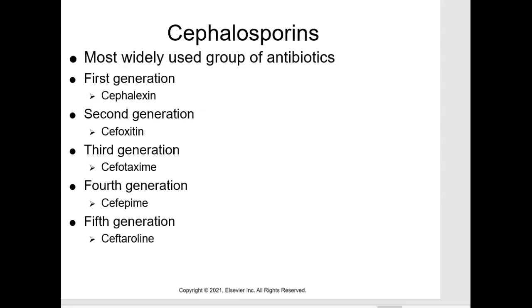Fourth generation is cefepime. That's a drug we see a lot in the hospital. That has the highest gram-negative bacteria activity, highest resistance to beta-lactamases, and really good cerebrospinal fluid distribution. And then our fifth generation also has high activity against gram-negatives and high resistance to beta-lactamases. Many cephalosporins have to be given parenterally, which is IV or IM. Only 10 can be administered by mouth, and only one, cefuroxime, can be given both by mouth and by injection.